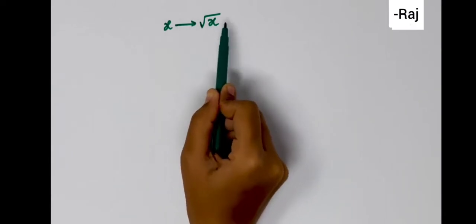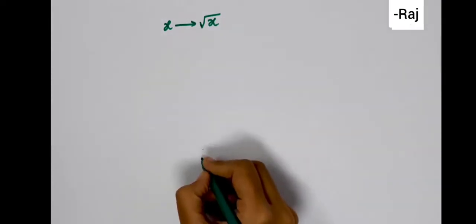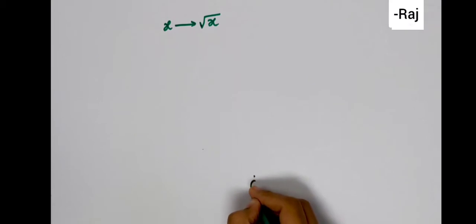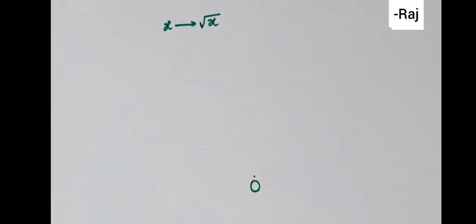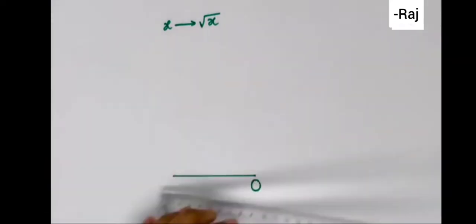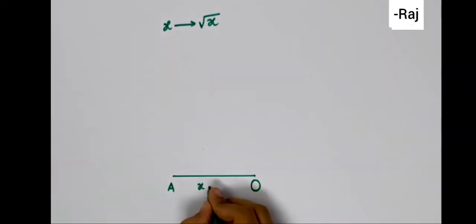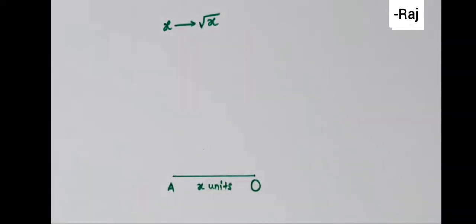Let us take any positive real number x and let's see how we can represent its square root. The first step is, let us mark the origin as O. Now what we have to do is, we have to draw a line of length x units to the left hand side of the origin. So let us call this line AO and its length is x units.